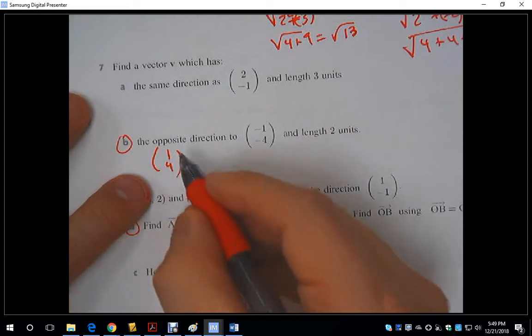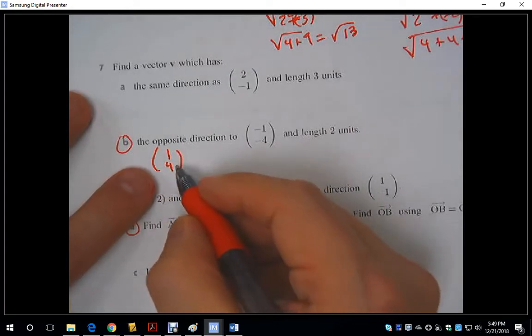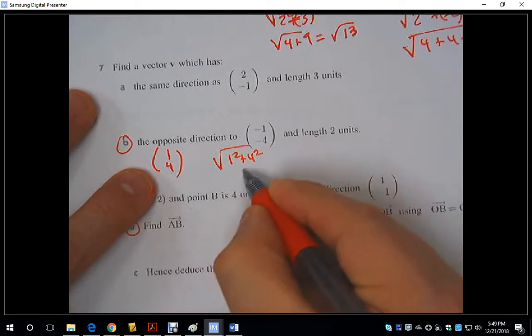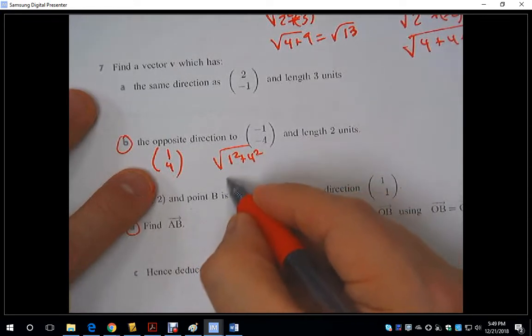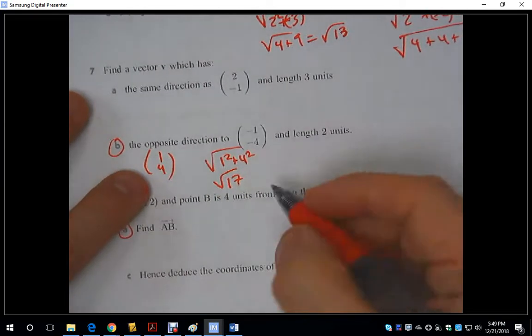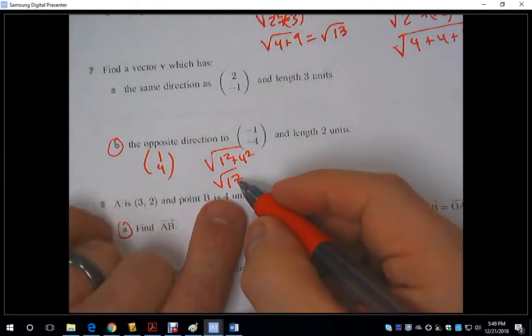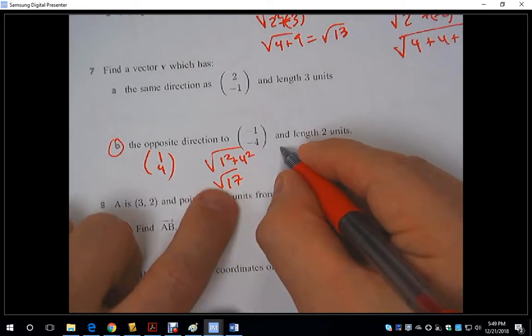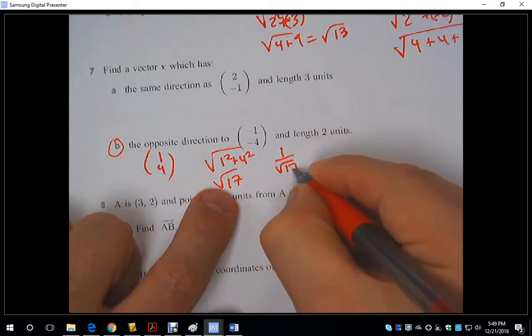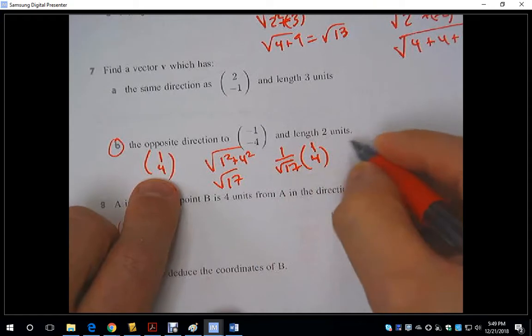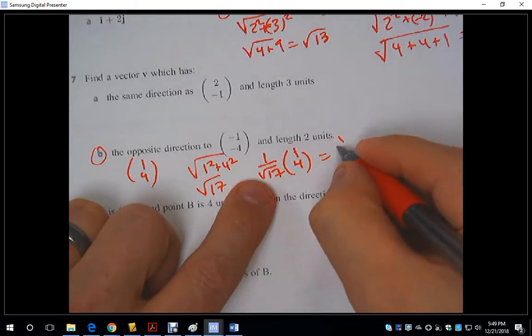Well, what is the size of this vector right now? The size of this vector is the square root of 1 squared plus 4 squared, which is 16 plus 1, 17. We're looking at the square root of 17. So let's make this a unit vector. A unit vector then is going to be, our scalar is going to be 1 over the square root of 17, and we're going to multiply by our vector here of 1, 4.